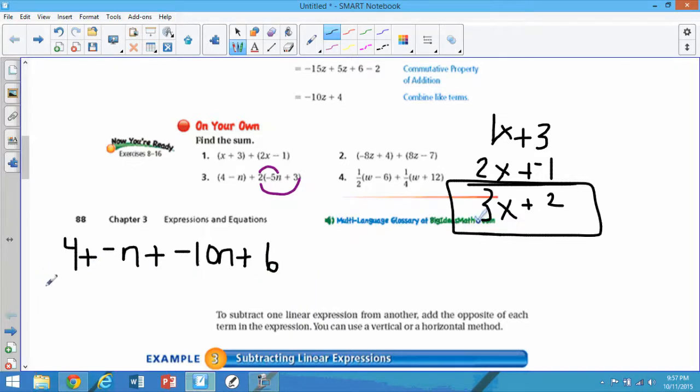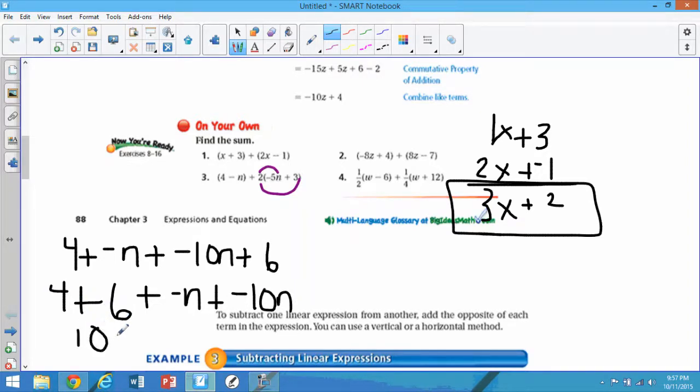Now I have to commute my order. So it's 4 plus, and then I'm going to move my 6 up here, plus negative n plus negative 10n. Okay, 6 and 4 is 10, plus, and then a negative n would be a negative 1n plus a negative 10n. So a negative 1 plus negative 10 is a negative 11n. And that would be your answer.